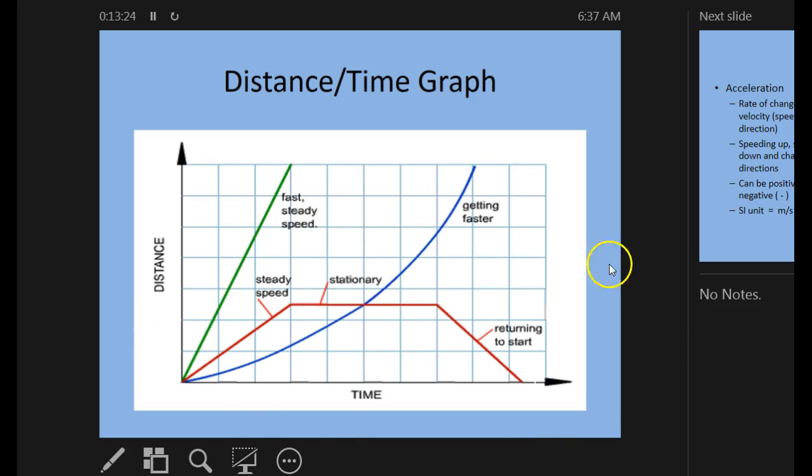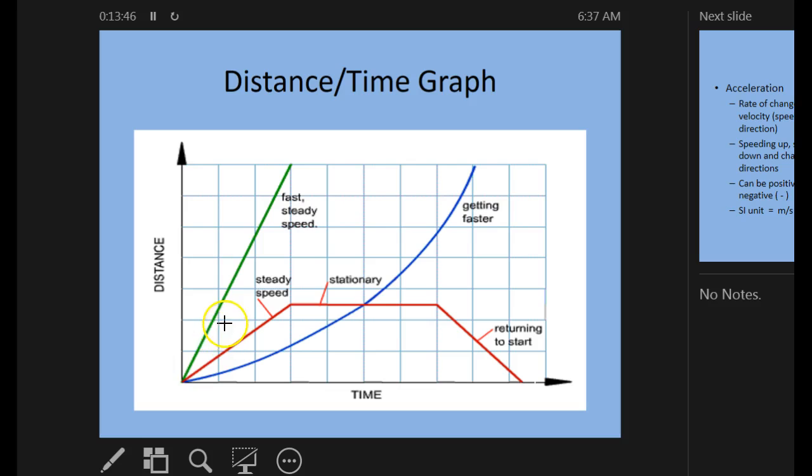All right, you also looked at some graphs yesterday, so I want to show you these and go over the meaning of them. If you can sketch this and label it in your notes, this would be very helpful. So we have distance along our y-axis and time along the x. All right, let's look at the red line first.